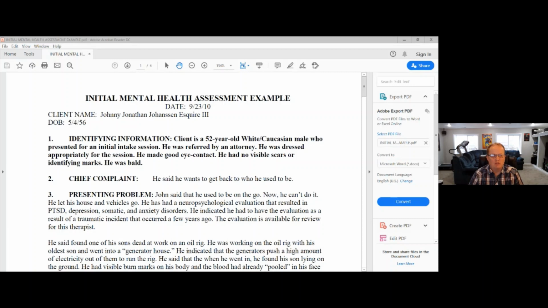I will continue using the same client information that I have in the prior videos with this character that, hopefully, you can see up on the screen. I gave him the client name Johnny, Jonathan Johansson Esquire III. No, that's not his name. And the birth date is roughly the same. He is around that age. Don't worry about the 52-year-old. That is incorrect. We're not going to worry about that.